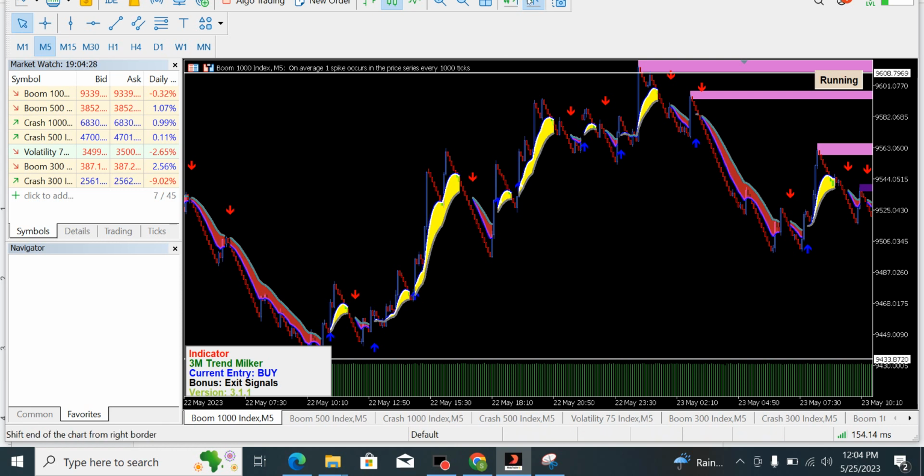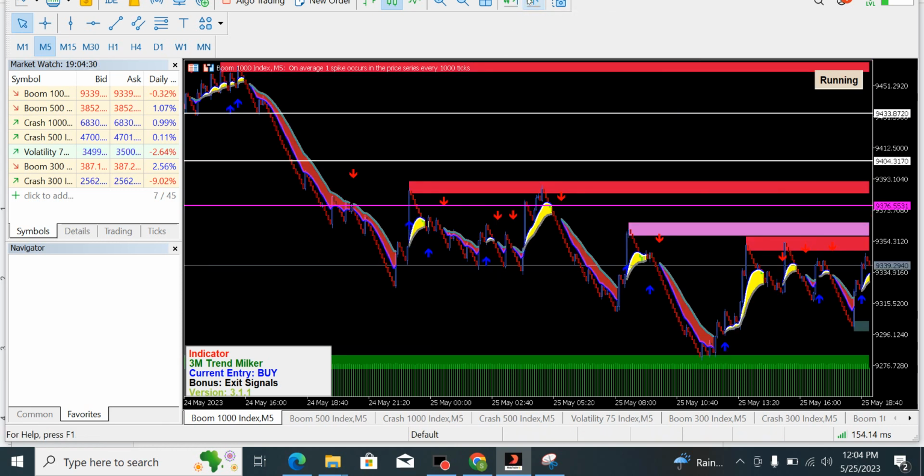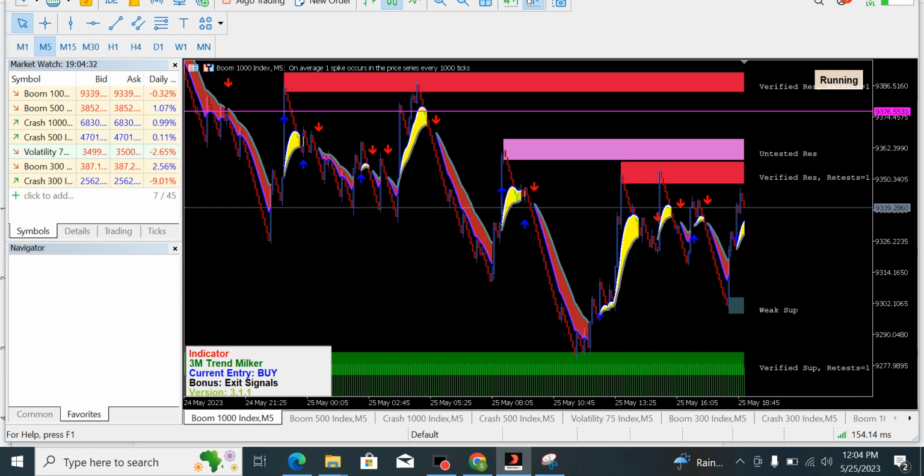Okay guys, this is Boom 1000, and I'm using the 3M trend Milka trade indicator to do my analysis right here, and I'm on 5-minute time frame. Okay guys, this had been on downtrend before, and it got to this support zone, was unable to go beyond that, so it went back on buy trend till it got to this region, pull back, and of course it will be trying out the support zone, the resistance zone again.